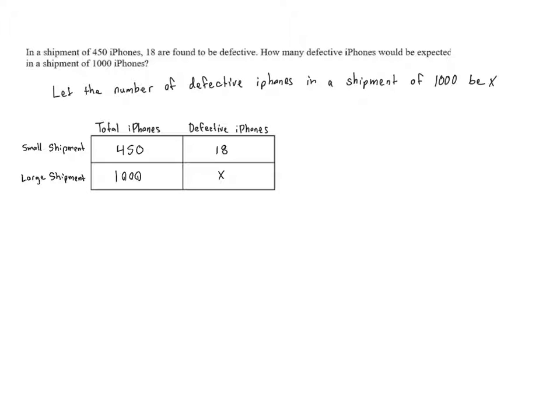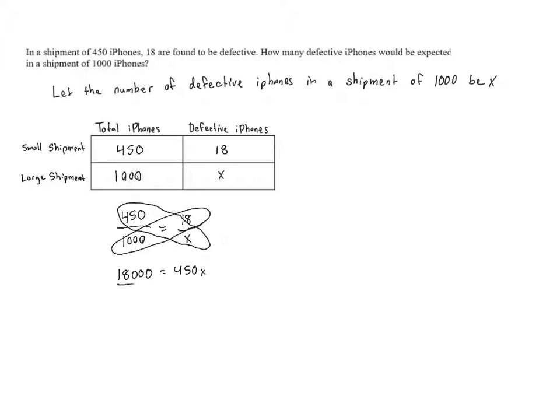Now that we have this information, we can put everything into a proportion. This gives us 450 out of 1,000 equals 18 out of X. And we will use cross multiplication to solve. We can take 1,000 times 18, that's 18,000. And then 450 times X is 450X. So we have 18,000 equals 450X.